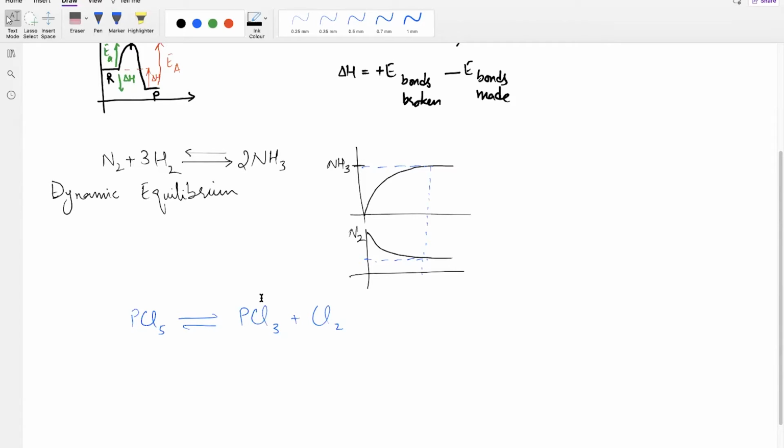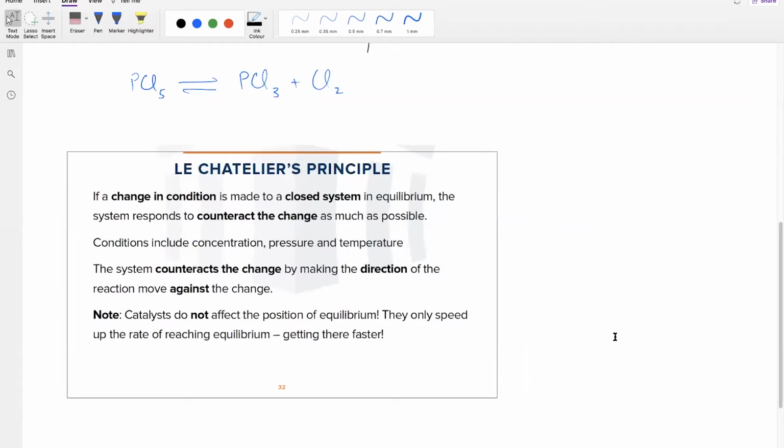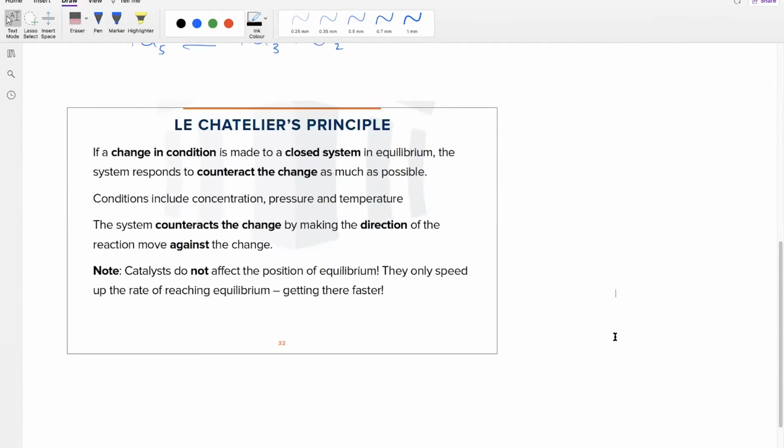We call that Le Chatelier principle. Let me just show you what that is. This is Le Chatelier principle. It says if a change in conditions is made to a closed system, so closed system simply means that you are talking about that container where the reaction is happening, which is already in equilibrium, the system responds to counteract the change. It's really simple. The system opposes the change. Whatever change you want to make, the system will oppose it.